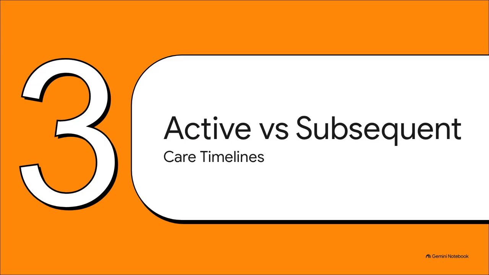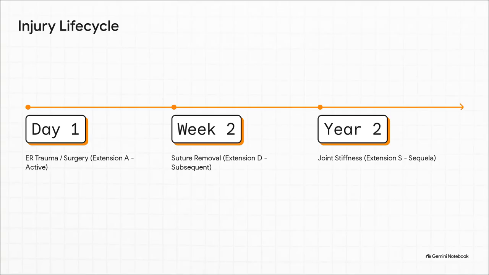Which brings us nicely to Section 3, active versus subsequent care. To make this perfectly clear, let's just walk through a standard 3-stage clinical timeline so you can mentally map out the patient journey. Say it's day 1. The patient is in the ER trauma bay, maybe heading straight into surgery. This is active acute care, right? So we assign extension A.